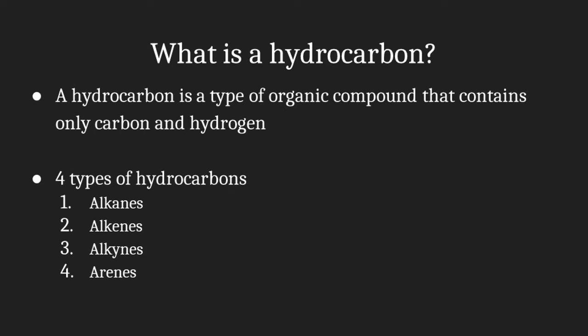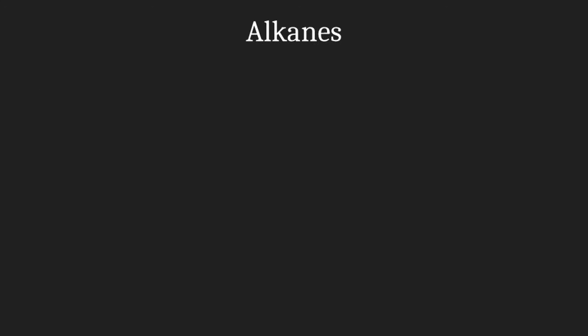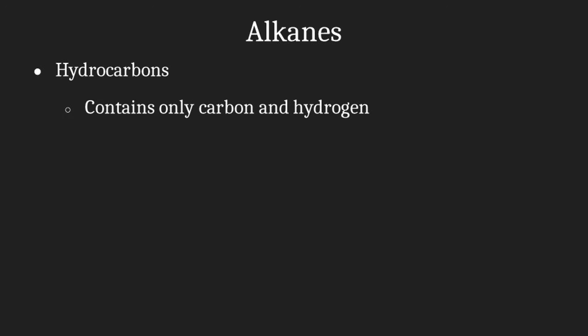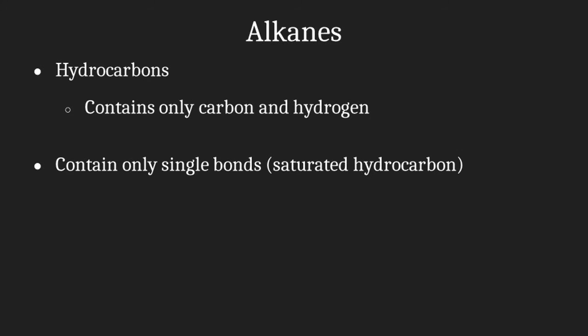In this video, we're only going to focus on the first three and not on arenes, as arenes are very different from the other three. So first, we're going to talk about alkanes. As previously mentioned, an alkane is a type of hydrocarbon, so it only has carbon and hydrogen. But what's particular to an alkane is that it only contains single bonds. So there's no double bonds, no triple bonds, only single bonds.